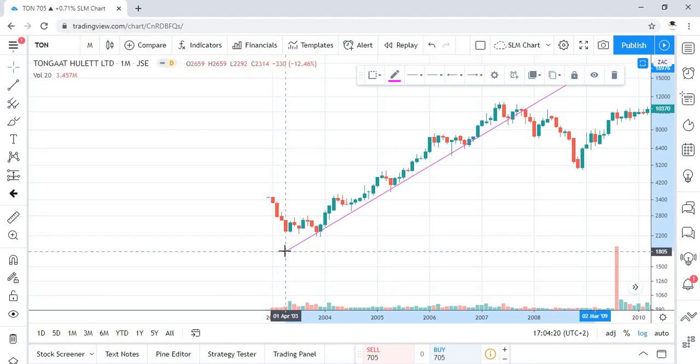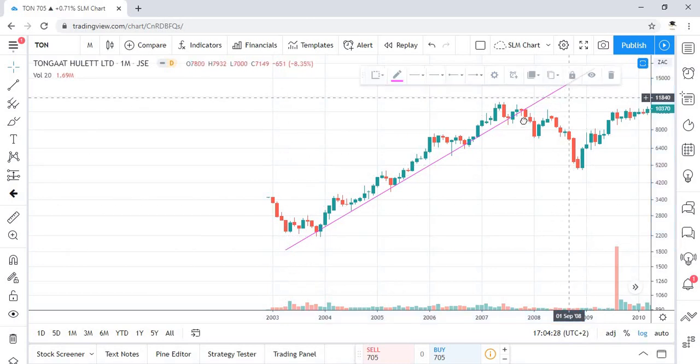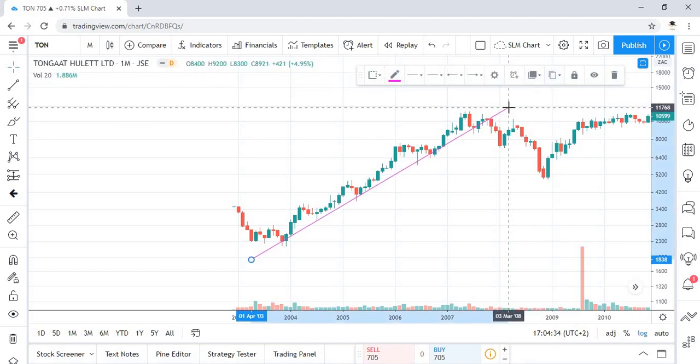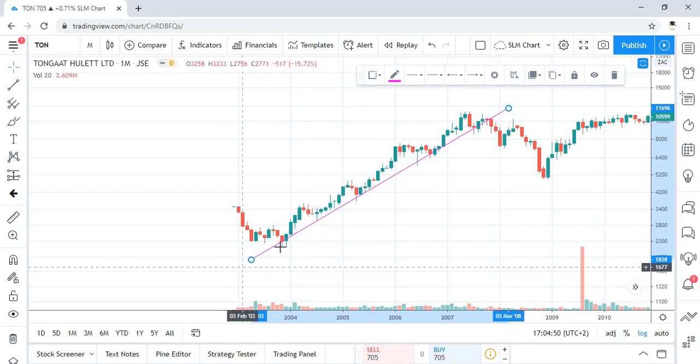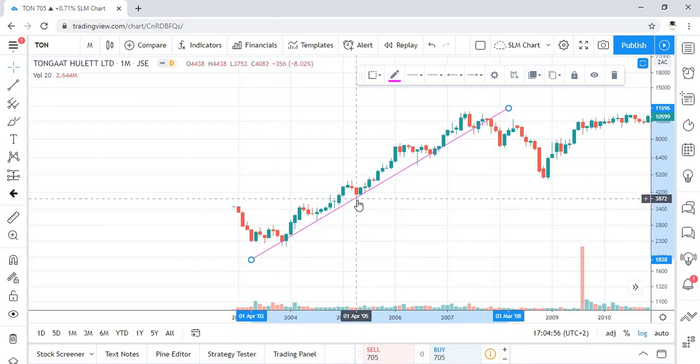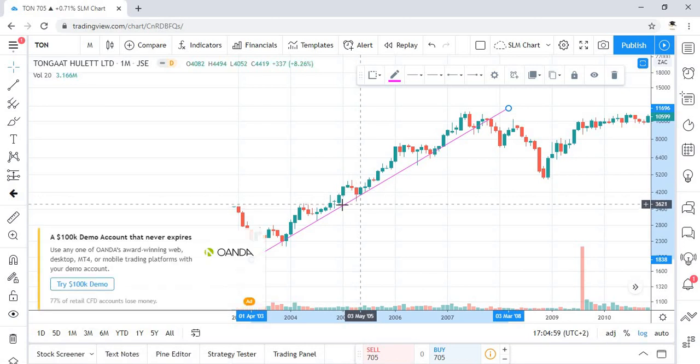Then I'm going to place it there because I wanted to just touch the midpoint of the red candle. Then I'm going to look for the points that continue to be touched on the red candles. If I place it there, you can see, let me just fix that a bit. So you can see that it's touching the bottom of that red candle, and it gets touched by the tail of that red candle.